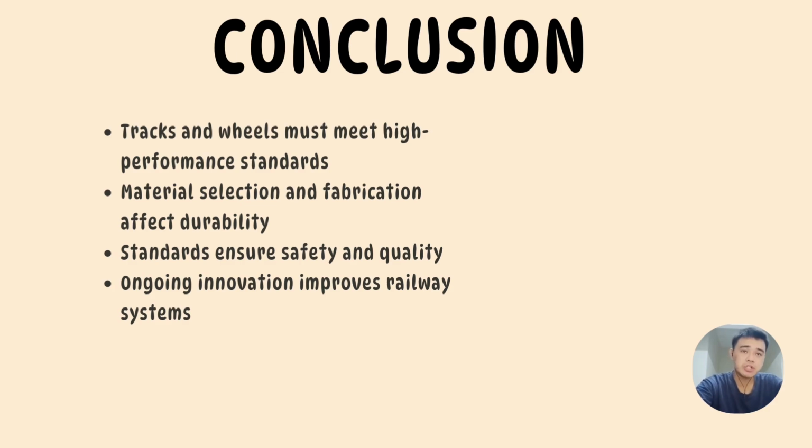Lastly, in the conclusion, the railway tracks and the wheels play a crucial role in the rail industry. The right material, proper fabrication, and adherence to the standards ensure their reliability and longevity. Continuous innovation promises even better safety and a more efficient railway system. That's all for me. Thank you.